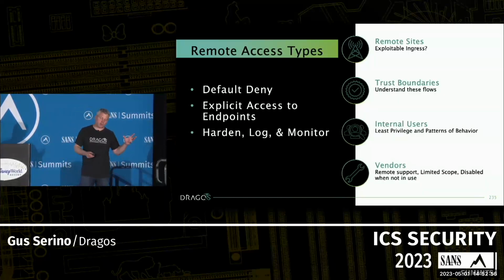In general, we think about remote access as users using your system remotely, but there are other types of remote access we want to think about. For example, if you're a distributed system, you have remote sites, that is remote access. And do you know what those data flows coming in and out from that site to your main site or whatever are?